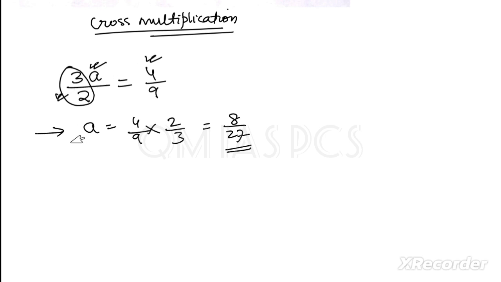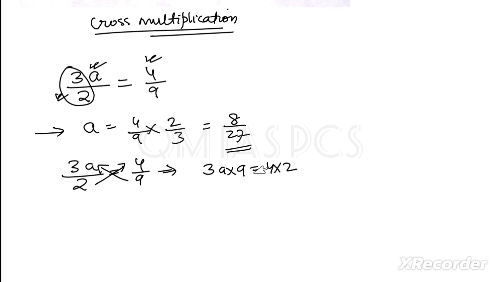This is one method. The second method is to do cross multiplication. It is given 3a by 2 is equal to 4 by 9. So you multiply this 9 with this 3a and this 2 with this 4. So 3a multiplied by 9 and 4 multiplied by 2, so it is 27a is equal to 8. Now a is equal to 8 divided by 27.